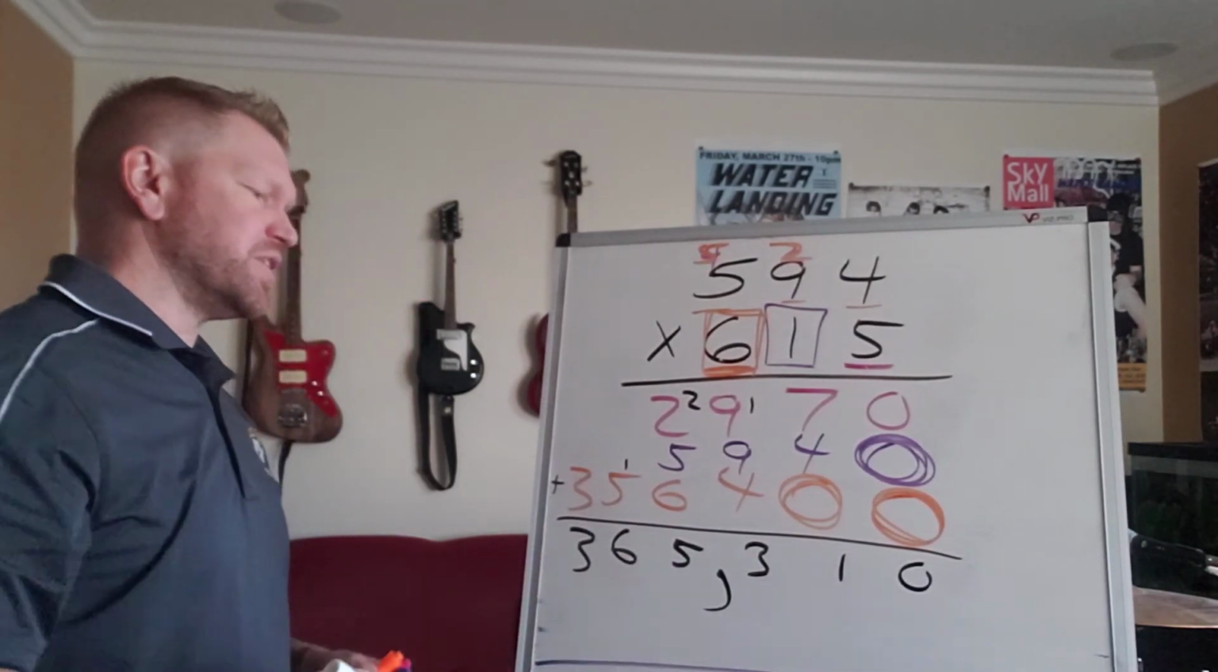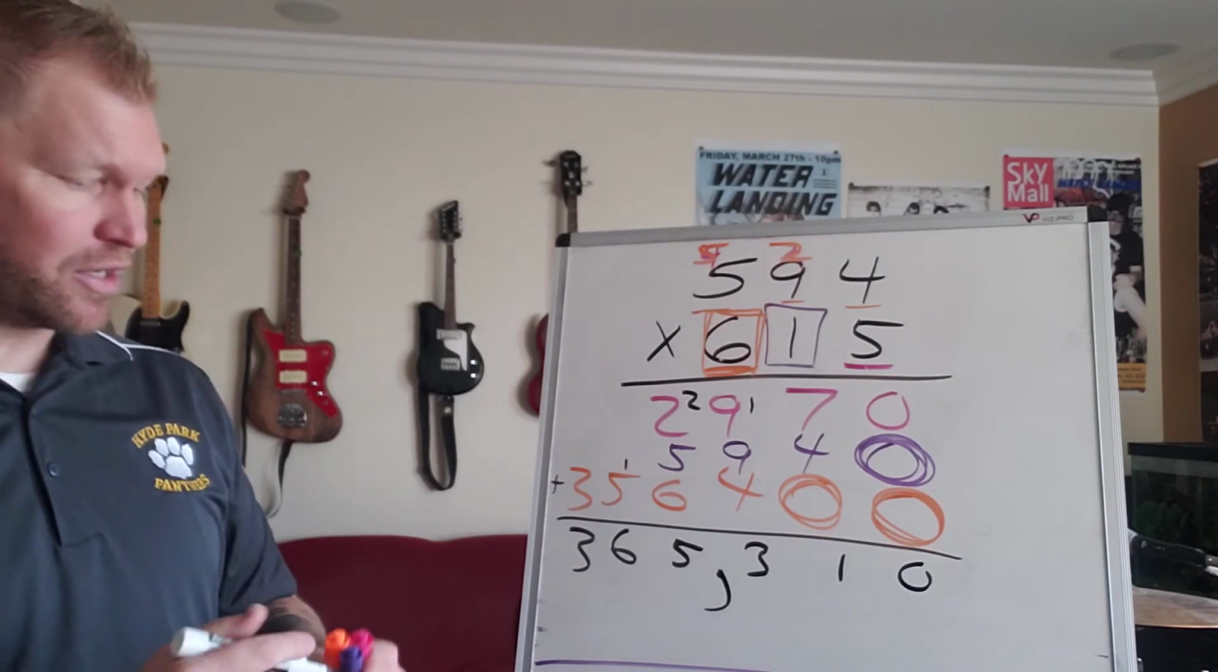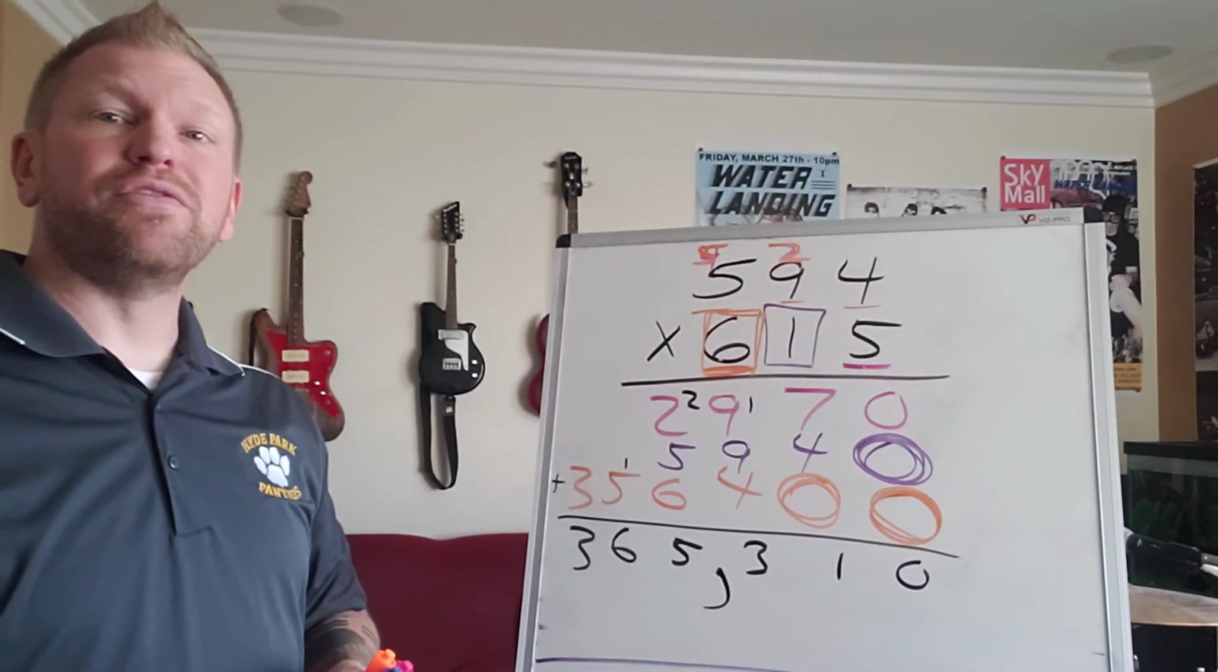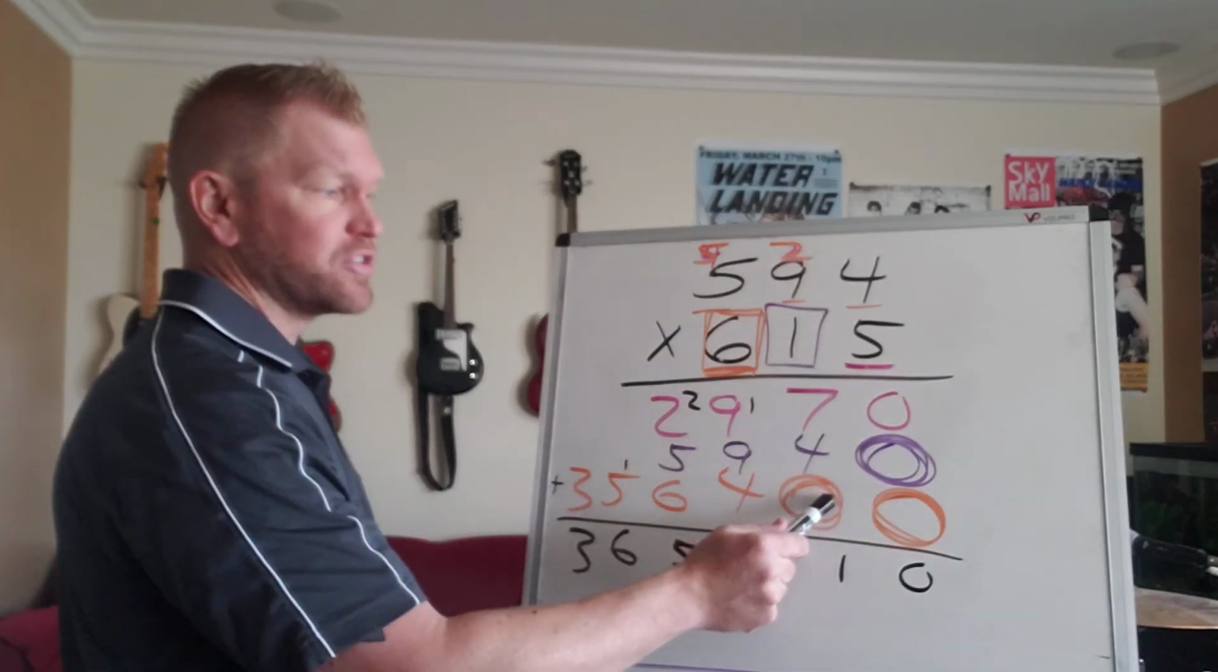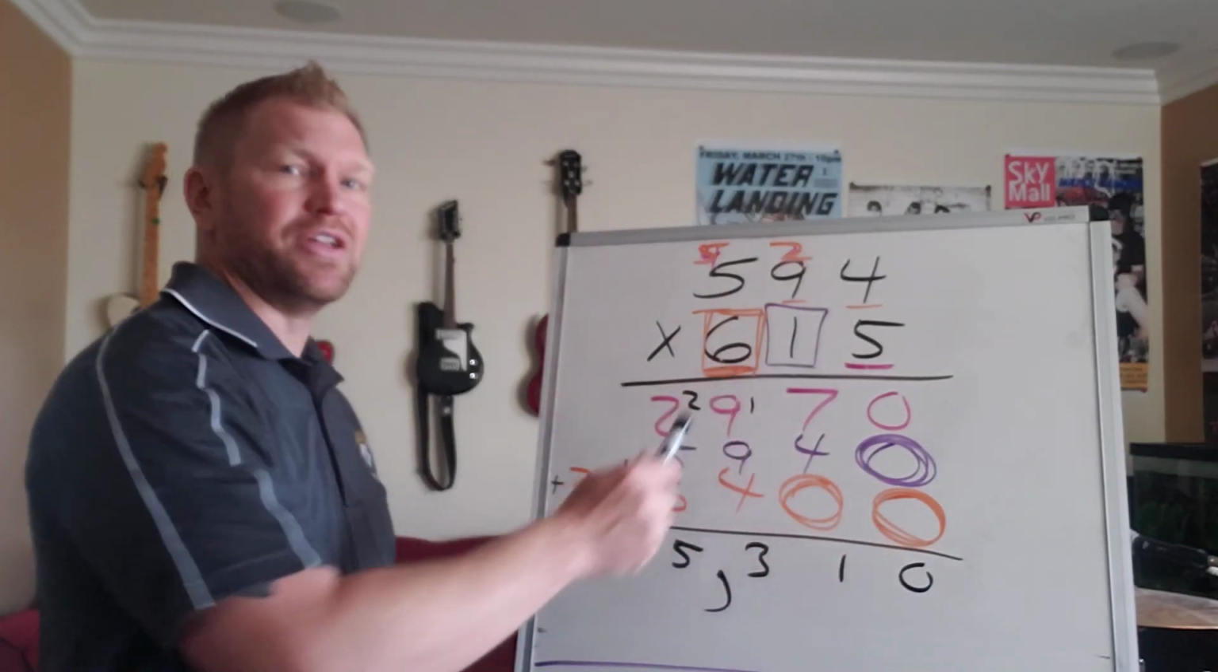The final answer is 365,310. All right, so that's a review of how to multiply and how to use the algorithm and how to use these placeholders here when you're multiplying by tens or hundreds place.